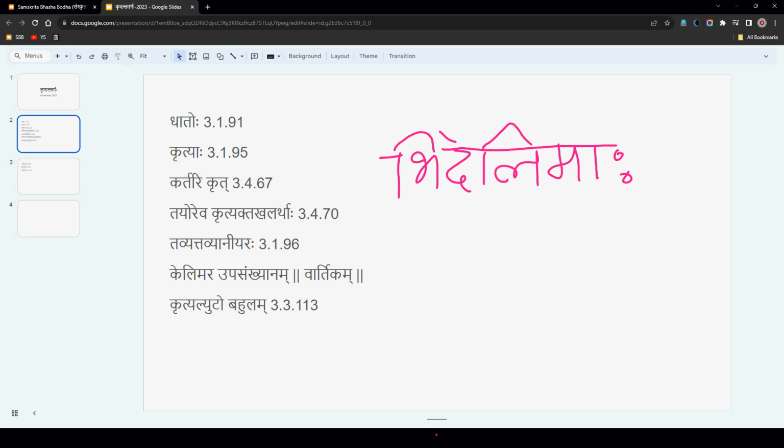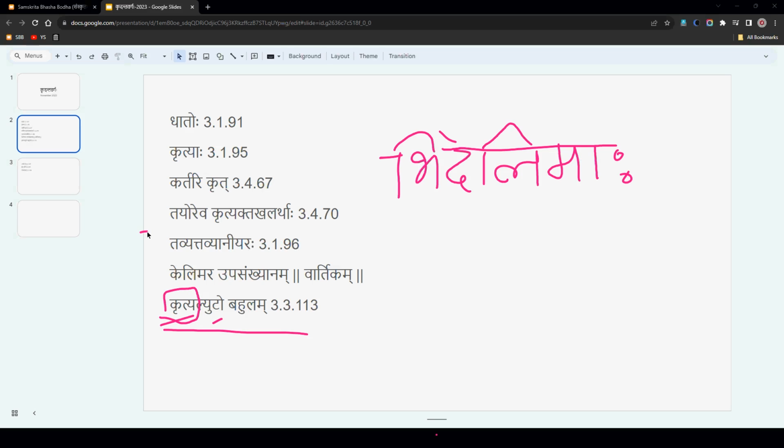So these are kelimar. Now in the last minute we can also cover this sutra: Krutyalyuto Bahulam. There are two words in this, krutya and lyut. Lyut is another pratyaya, a krut pratyaya, which we will see later. But for now we will focus on krutya. Krutya pratyayas are the ones we already discussed: tavyat, aneeyar, and what else? Nyat, yat, kyap, and kelimar. Nyat and yat we are not seeing yet, we will see later. Then krutya, these pratyayas, bahulam.